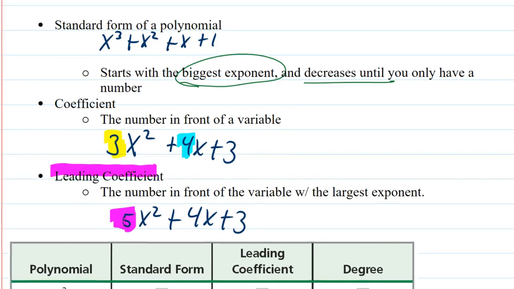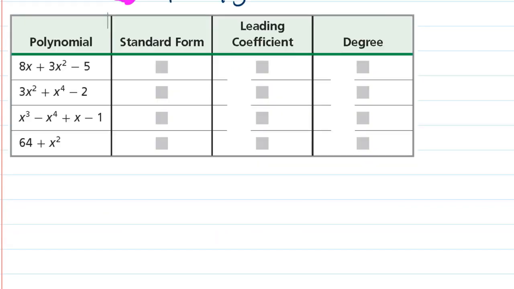Now when dealing with these, most of the time what we're going to want to do is put the polynomial in standard form and then take the leading coefficient. Now here's a few examples. They gave us a polynomial 8x plus 3x squared minus 5. The first thing we want to do is put that in standard form. The 3x squared goes first, then the positive 8x and the negative 5 is at the end.